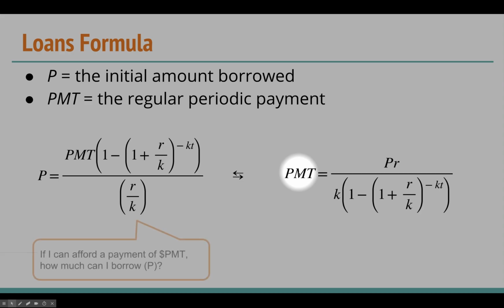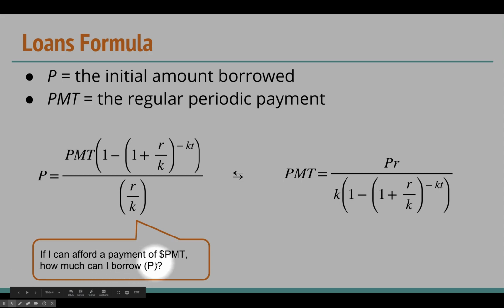So what we have here on the left is an equation that answers this question. If I can afford a payment of PMT dollars, so I know this amount here on the right side of the equation, how much total money can I borrow? What's the principal P that I can borrow if I can afford this amount of payment? So if you know you have, let's say, $300 that you can spend on a car payment, then you could determine how much you could borrow, P.